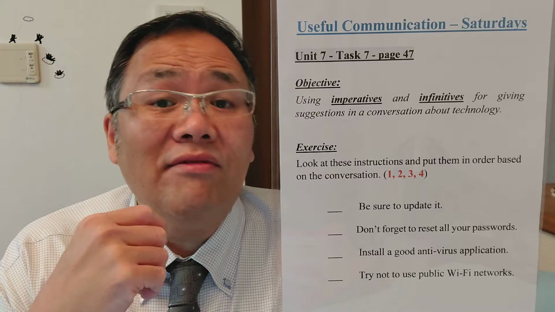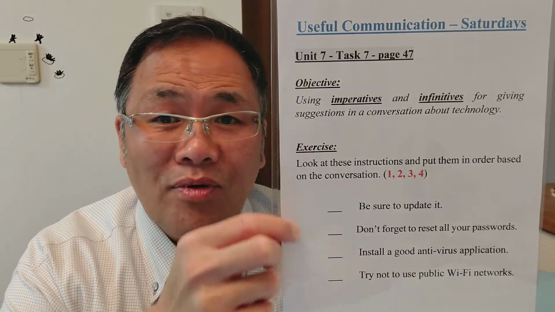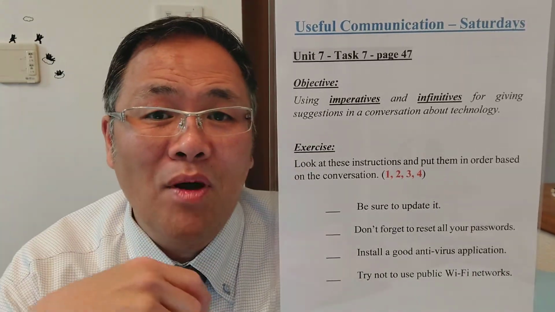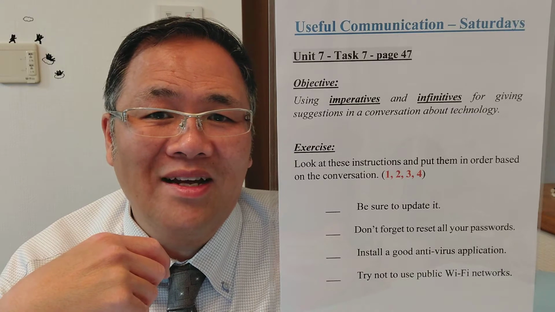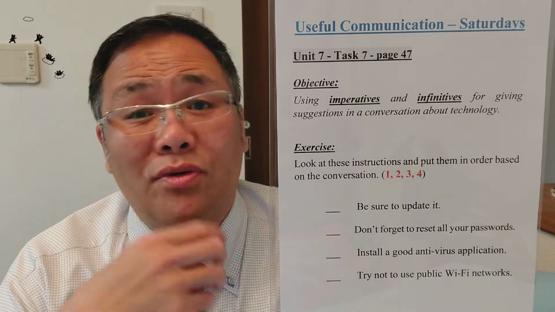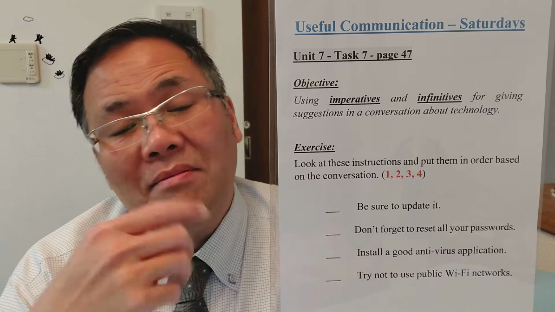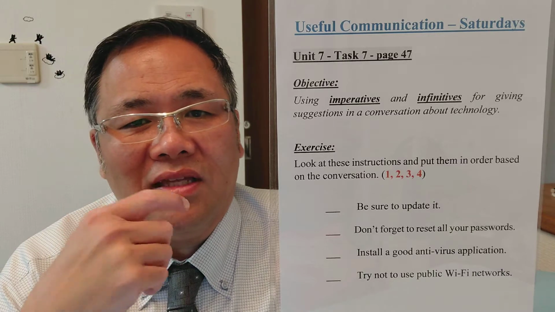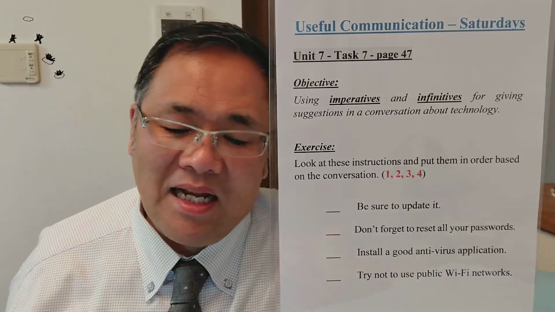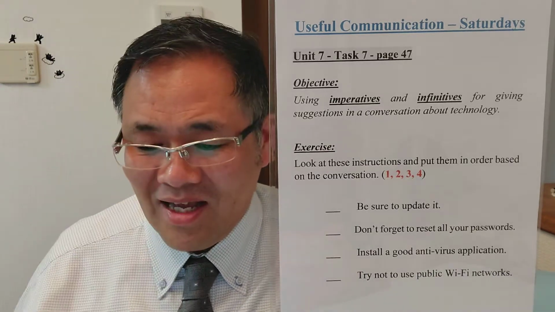So reread the conversation or listen to the conversation again, and put these 4 instructions in order from when you listen. So just number them 1, 2, 3, 4. So that's task 7 basically. It's a listening exercise, or you can read the conversation in your textbook. That's task 7. And we're going to look at the difference between what imperatives are. So I'll explain it to you in the next task. So let's move on.